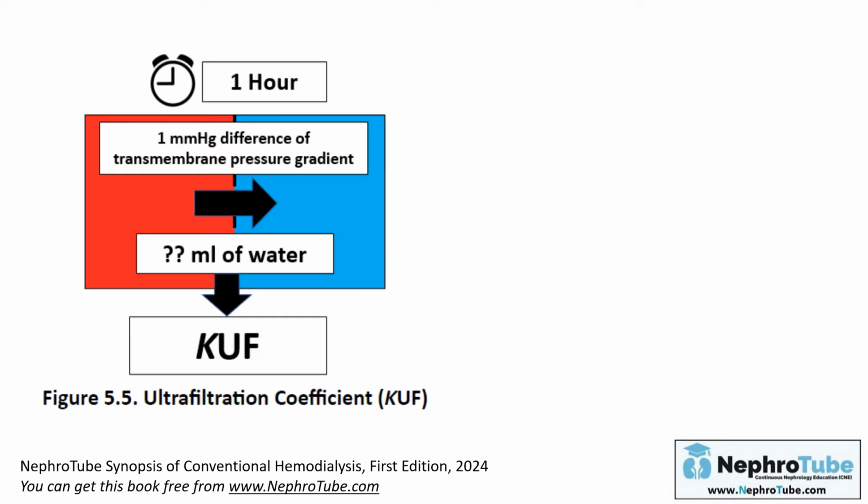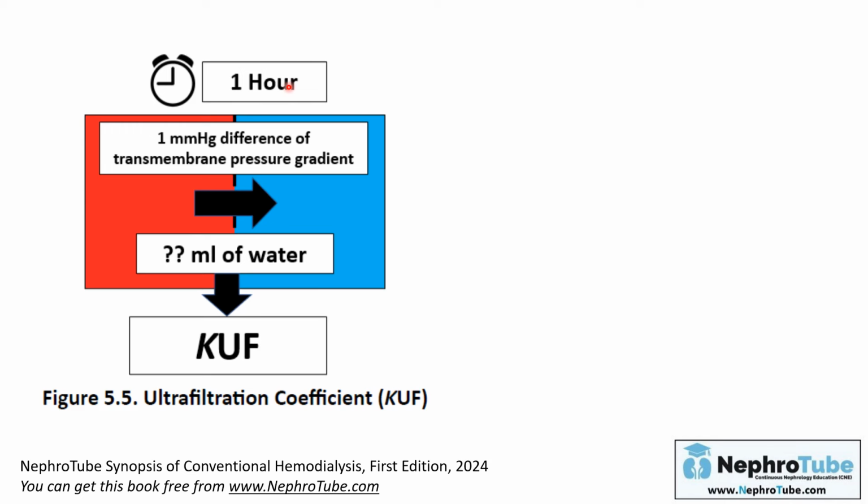Okay, what is ultrafiltration coefficient? The ultrafiltration coefficient definition is the volume of water that can be transferred across the membrane for every 1 millimeter mercury difference of the transmembrane pressure in 1 hour.